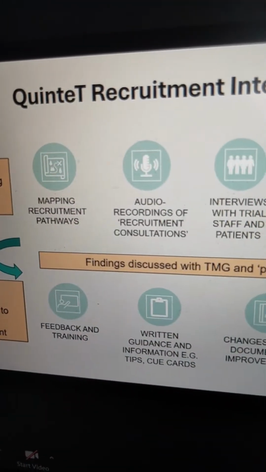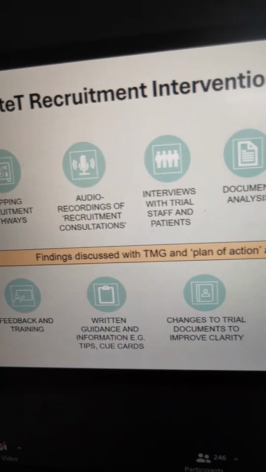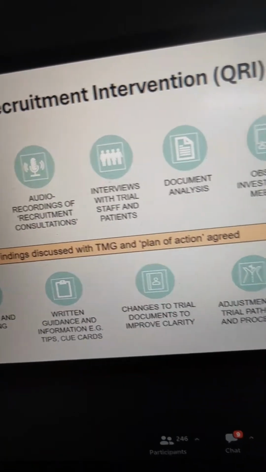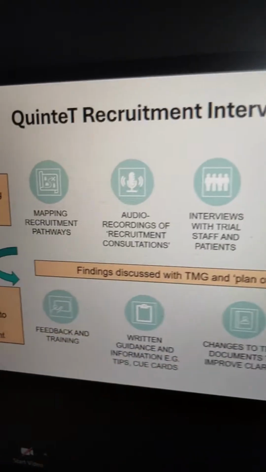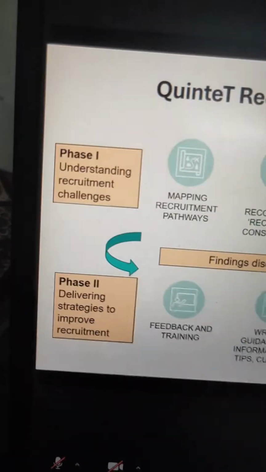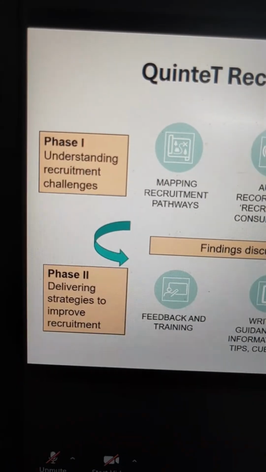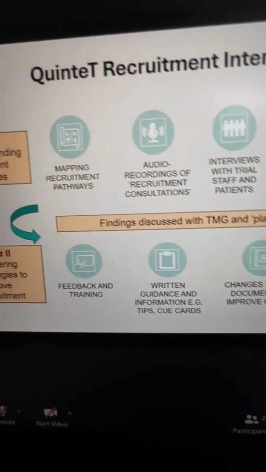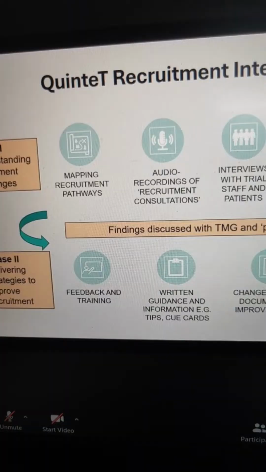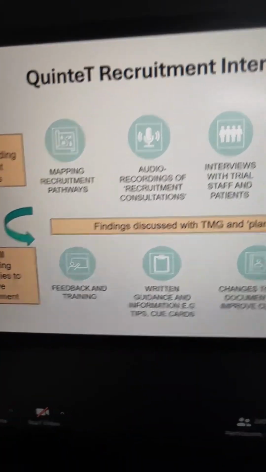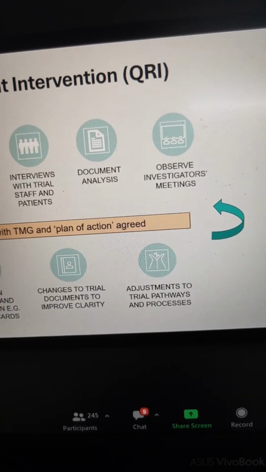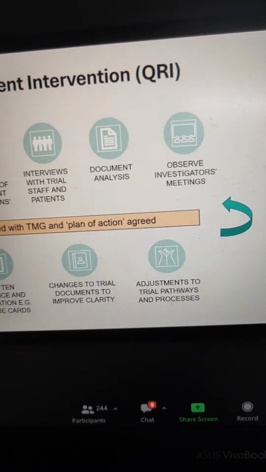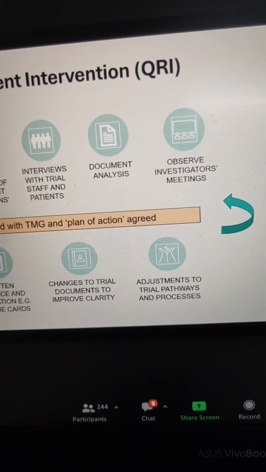We then triangulate these findings, we discuss them with the trial management group, and together we agree a plan of action about what we can do. And we design and we deliver various strategies to try and optimise recruitment. What we do depends very much on what we find in phase one, but we usually do some form of feedback, one-to-one feedback with recruiters or with sites or with the study as a whole, some kind of training, some kind of written guidance. Maybe documents on conveying equipoise, maybe some cue cards that we do.